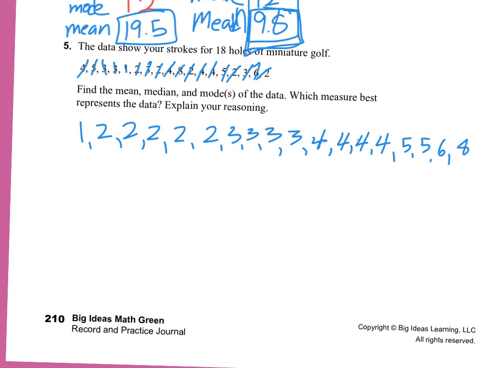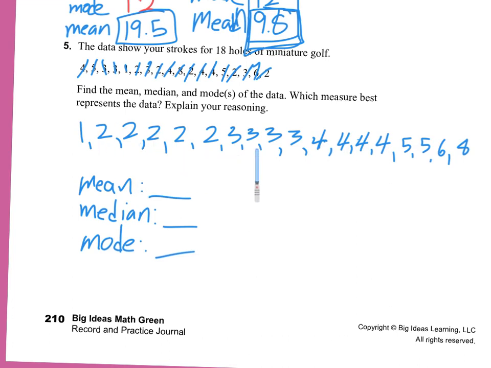Now we need to find the mean, median, and mode of the data. So I'm going to go mean, median, mode. Doesn't matter what order you do them in. You can just decide which one you want to do first. I want to do mode because that's usually the easiest for me, because you can easily see there's 4 2s here, 4 3s, and 4 4s. So our mode would be 2, 3, and 4.